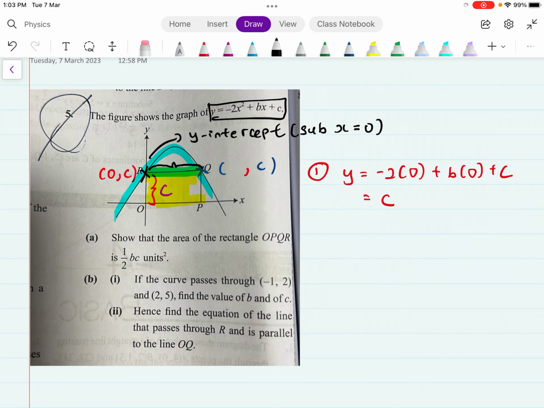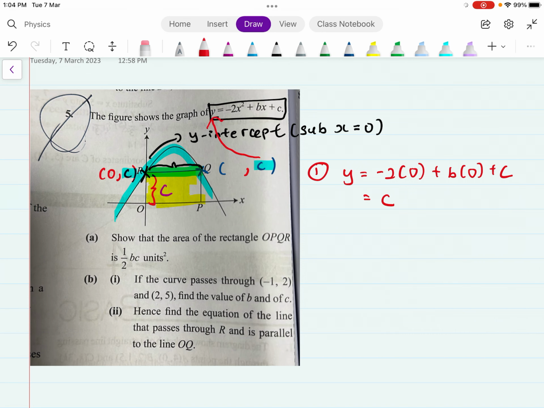Okay, so the question is, I do not know the x coordinate of q, but I know the y coordinate of q. The y coordinate of q is actually equal to c. Why is it equal to c? Because they are the same height, or they are at the same level. So what I need is to sub c into here.